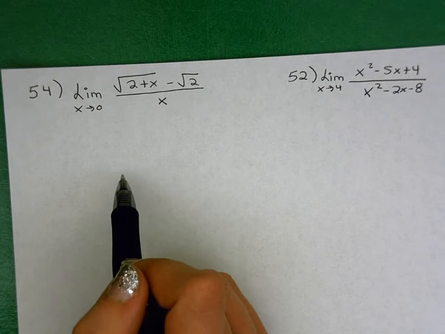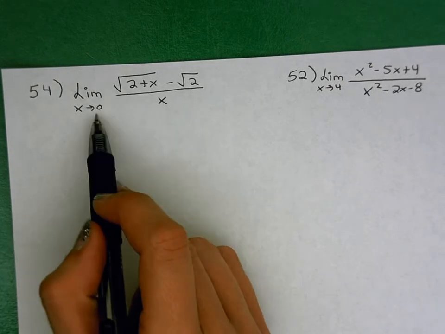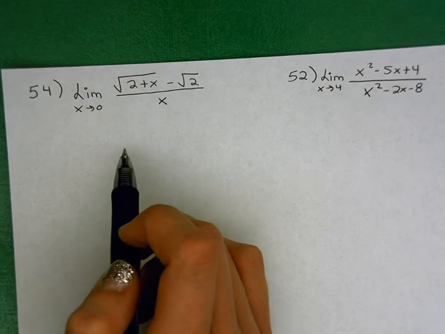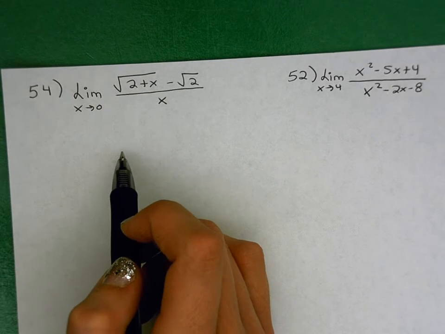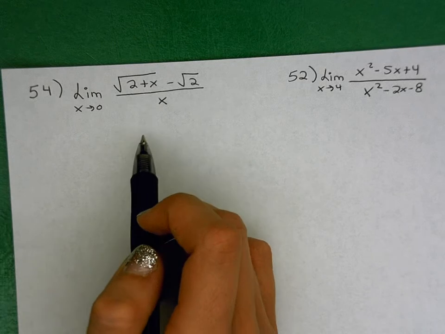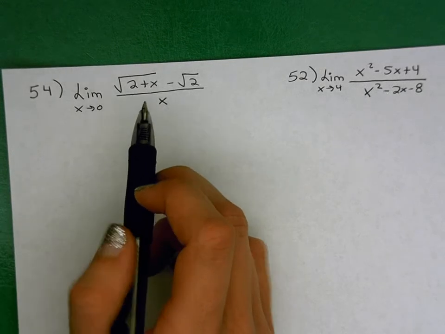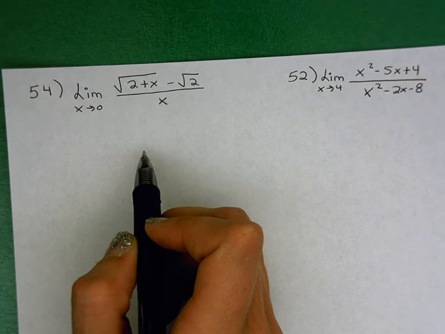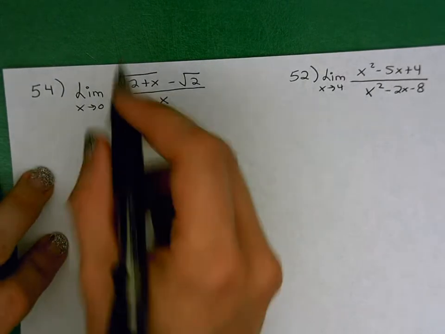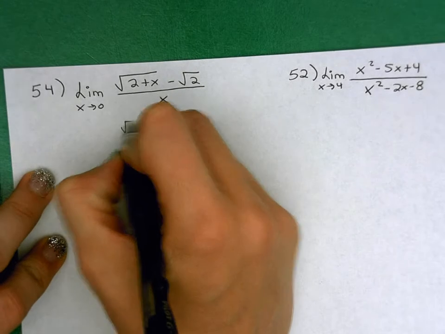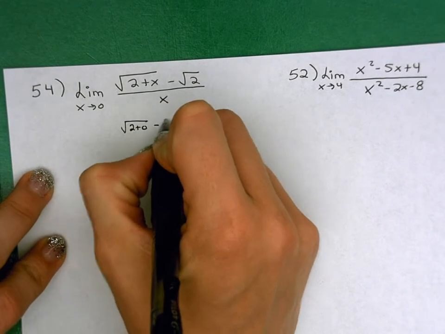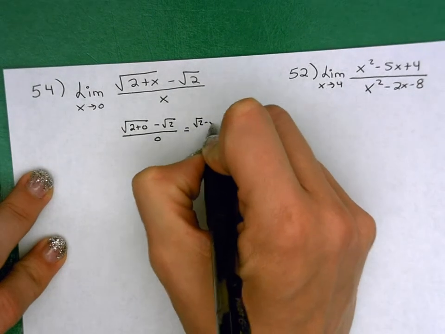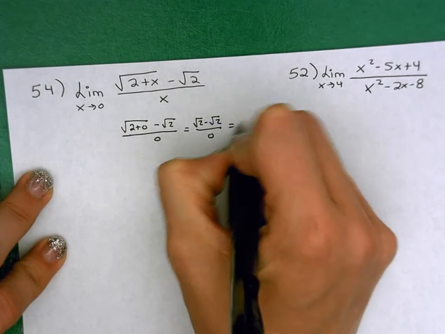Our first step with solving analytically is to plug in. Right, to take this 0 or whatever number x is approaching and plug it into the equation, because if we get a number, that would show that the equation was continuous, we'd be able to say that number was the limit. Or if we get a number over 0, we'd say that was an asymptote and it did not exist. So when we plug in 0 here, we get root 2 plus 0 minus root 2 all over 0, which is root 2 minus root 2 over 0, which is 0 over 0.